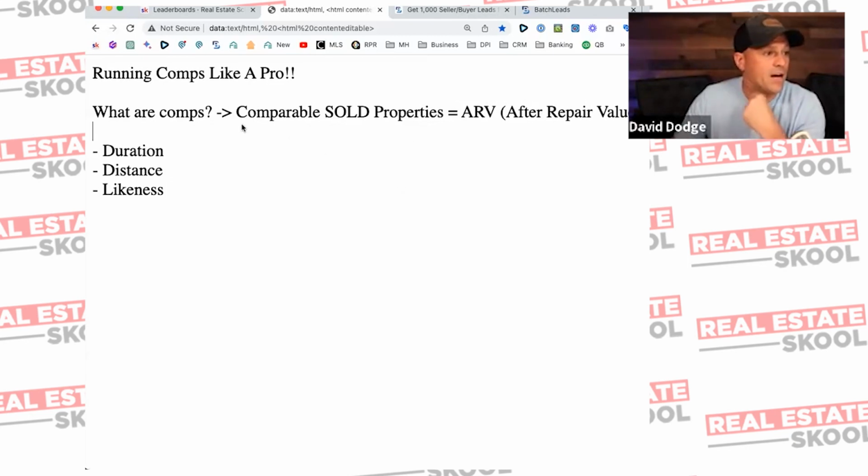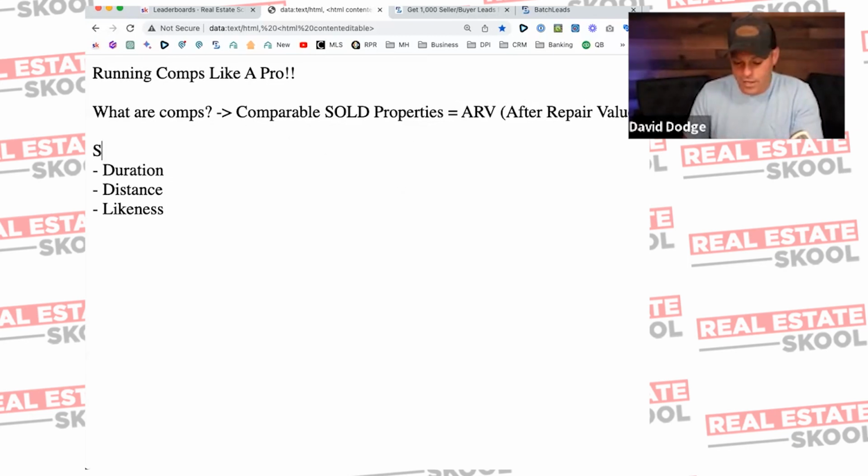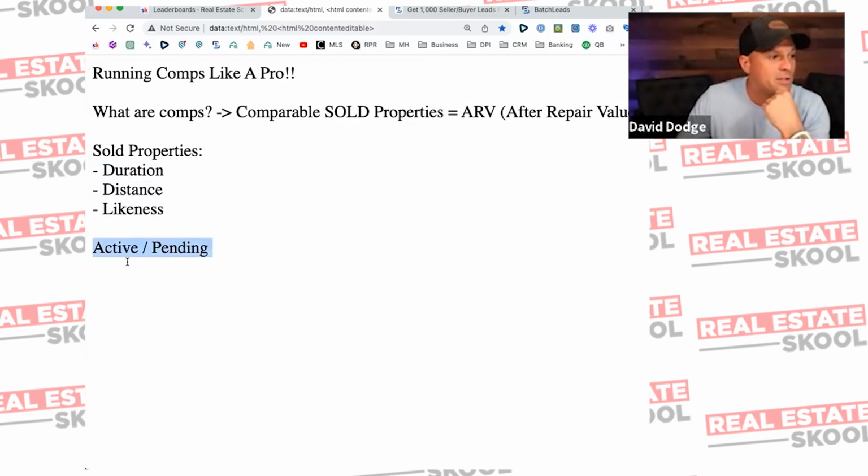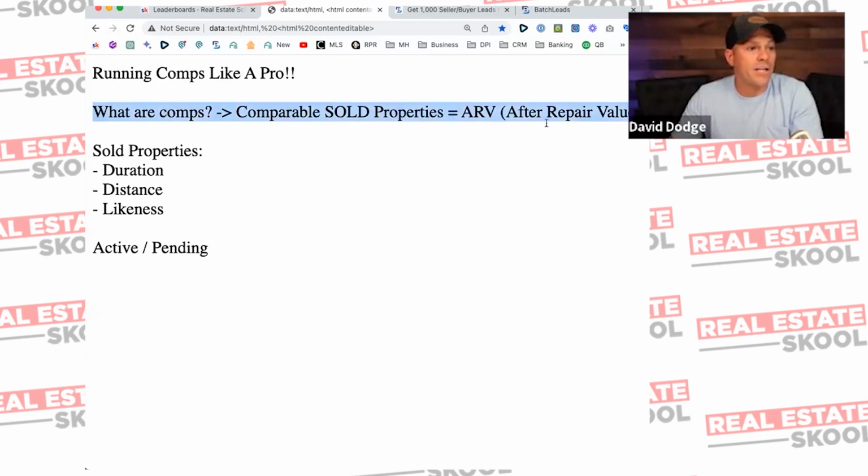After repair value. Okay. So when we are running comps, we're looking for the sold properties, and the sold properties that have sold within a certain duration, within a certain distance, as well as have a likeness. All right. Now, there are active and there are pendings as well. We're going to get into this a little bit later, but we're not typically using our actives or our pending properties when we are running our comps.